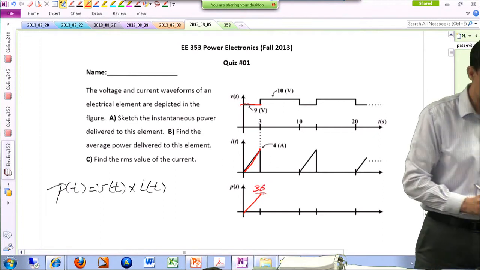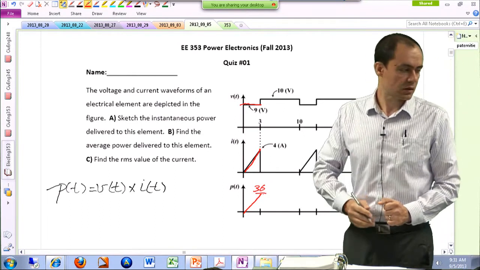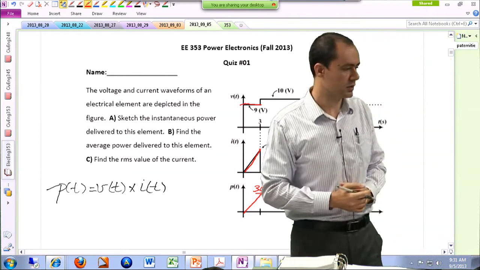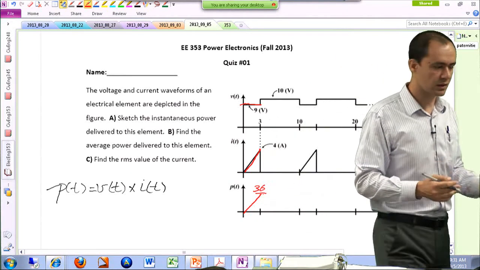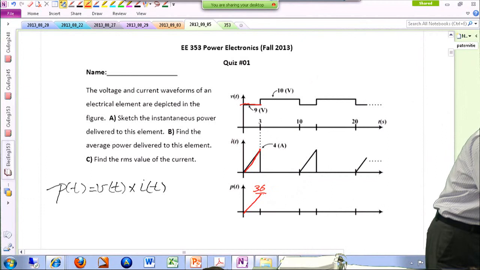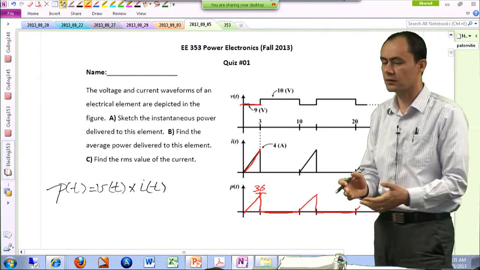Then after 3 seconds, and all the way up to the end of this period, the current is 0. So it doesn't matter what the voltage is, the power is going to jump back to 0. So you have a waveform like this with a peak value of 36.